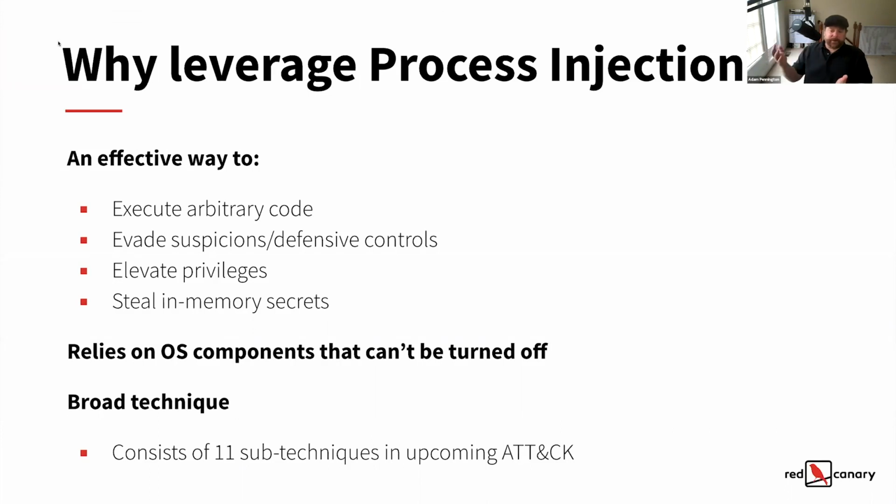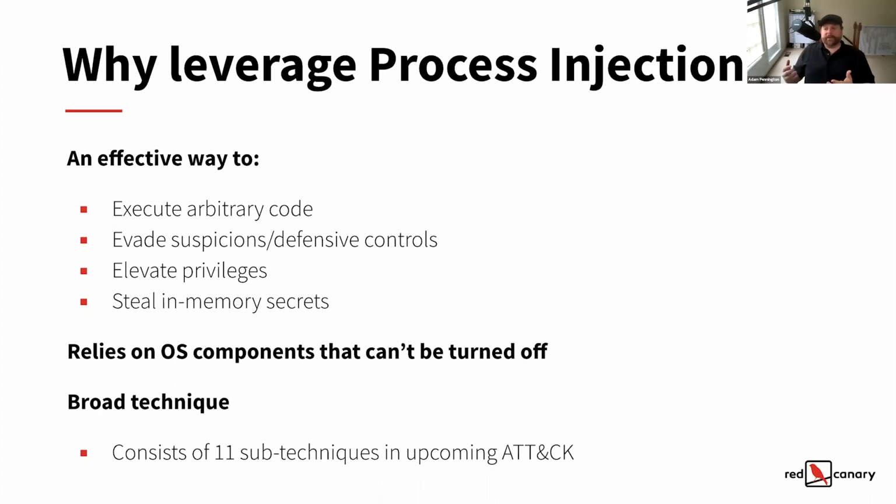So we talked about a little bit of sort of why we're talking about this today, and that it's a really popular technique by adversaries. But why is it so popular? So it's a really effective way to be able to execute pretty much arbitrary code inside another process's memory space. Because it looks like that other process, it can be a very good way to evade both defenders and defensive controls that are focused around specific tools.